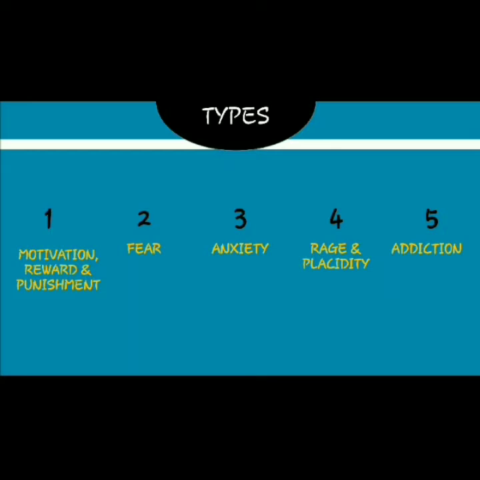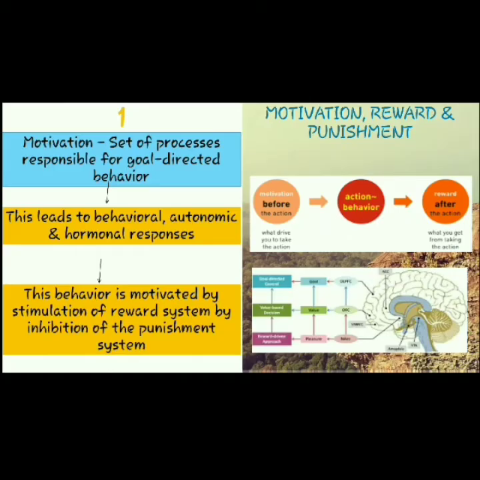Now, let's move on to the types of emotions. Emotions are of 5 types. These include motivation, reward and punishment, fear, anxiety, rage and placidity, and addiction. Let us look into each of these in detail. Let us look at motivation, reward, and punishment.